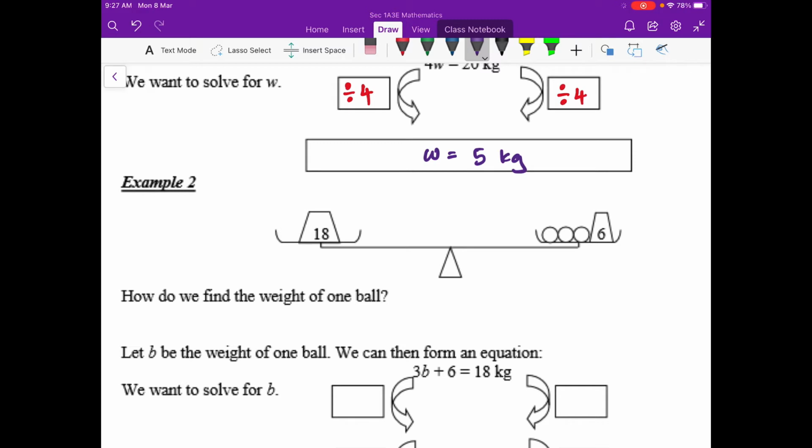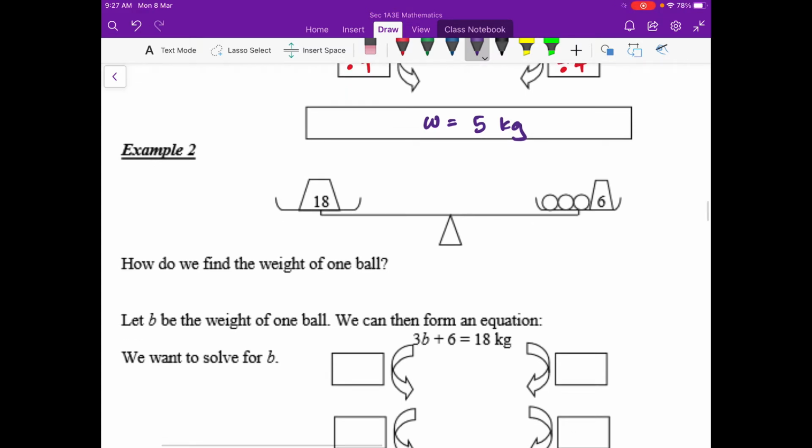Again, you need to define. Let B be the weight of one ball this time. Earlier in the question, we used W. But this time, maybe it's different. So let's just call it B. B for the weight of one ball, we form an equation.